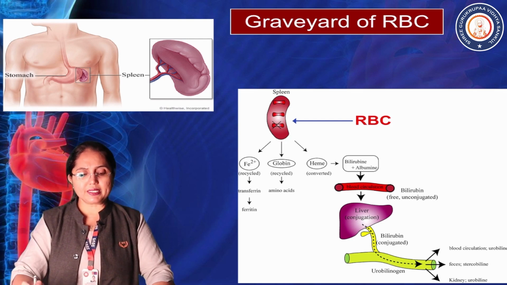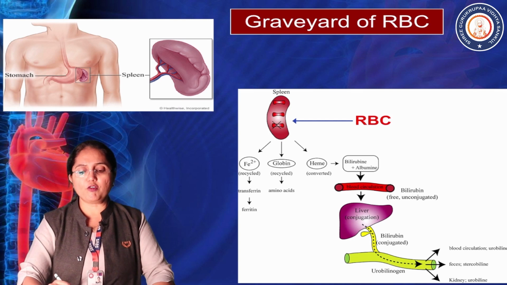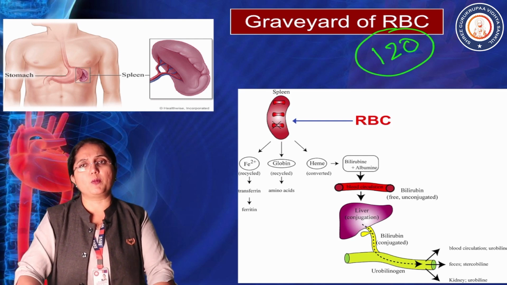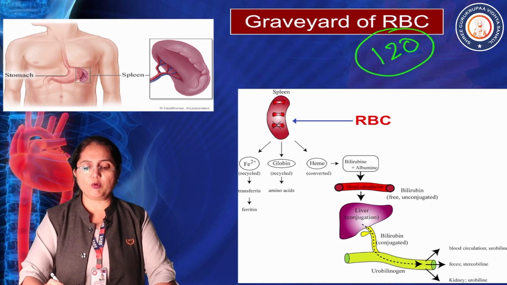Now, these RBCs have a life of 120 days only. Yes, you heard it very right. The RBCs which are formed in the bone marrow can live only for 120 days. And afterward, what happens?